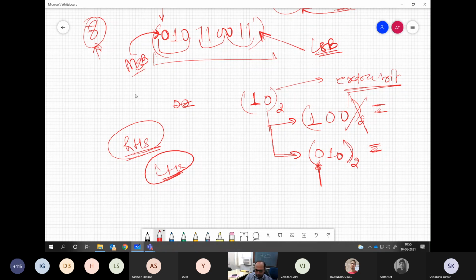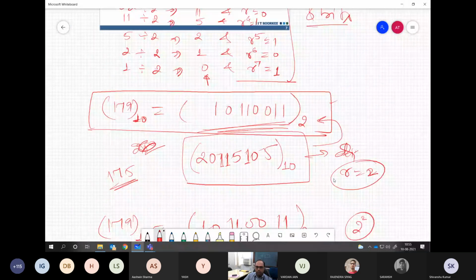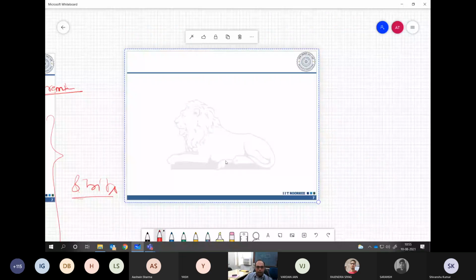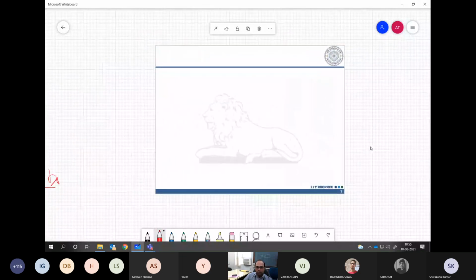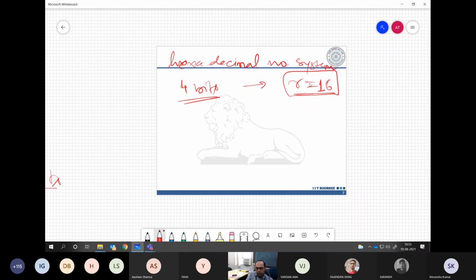Fine. So then we will go to our next higher radix system, which is even more commonly used, which is the hexadecimal number system, where we are clubbing 4 bits together and making one number. So of course here our base is 16. We will discuss more on this tomorrow during our lab time.